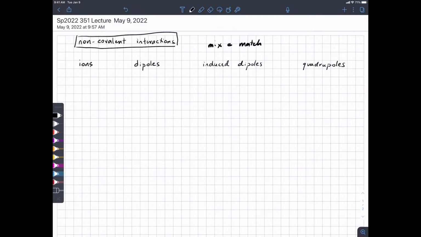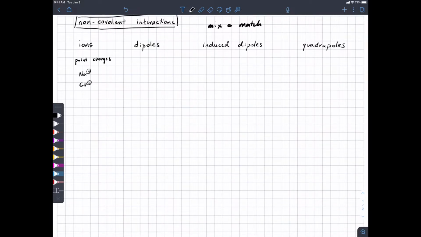For example, you can have ions interacting with themselves. You could have ions interacting with dipoles or with induced dipoles or with quadrupoles. And you could do the same for dipoles and so on. The basic principle here is opposite charges attract, like charges repel. Ions, we're talking about point charges. So, for example, sodium and chloride.